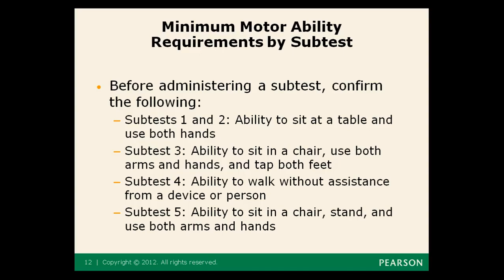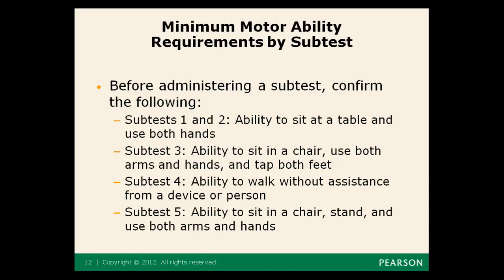For subtest 4, which is the... Oh, the balance and mobility subtest, I apologize. They need to have the ability to walk without assistance from a device or a person. And for the final subtest, which is strength and flexibility, we need someone to be able to sit in a chair, stand, and use both arms and hands.